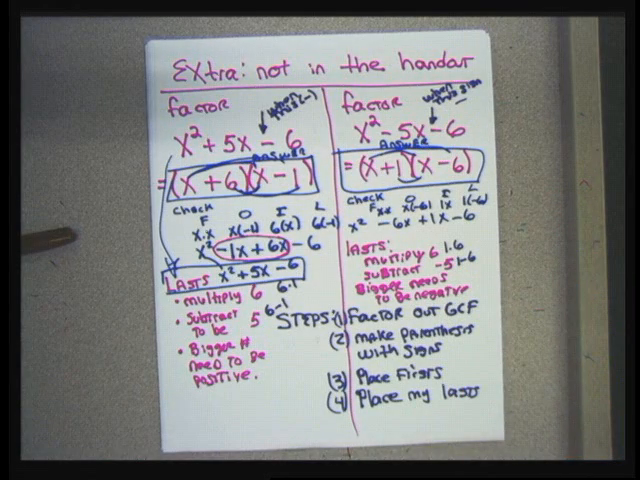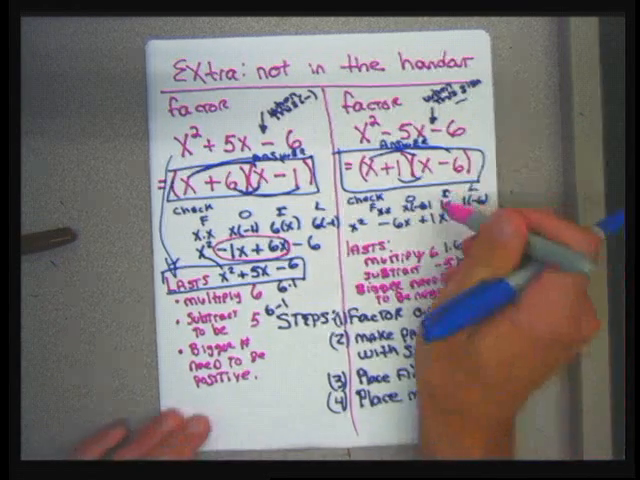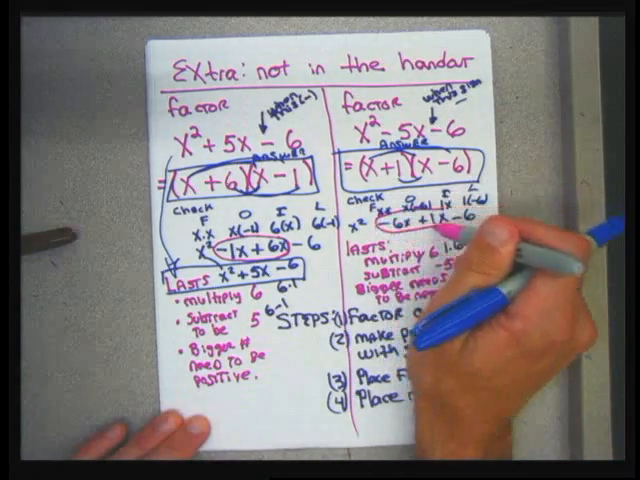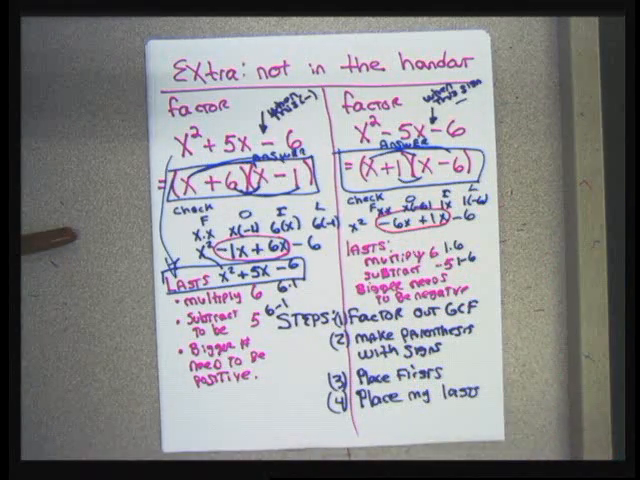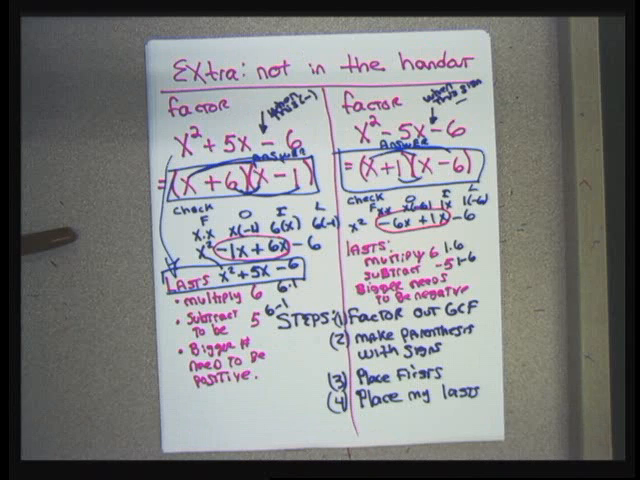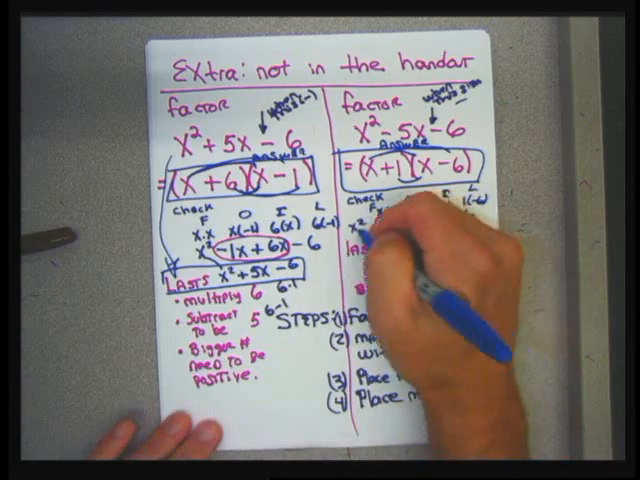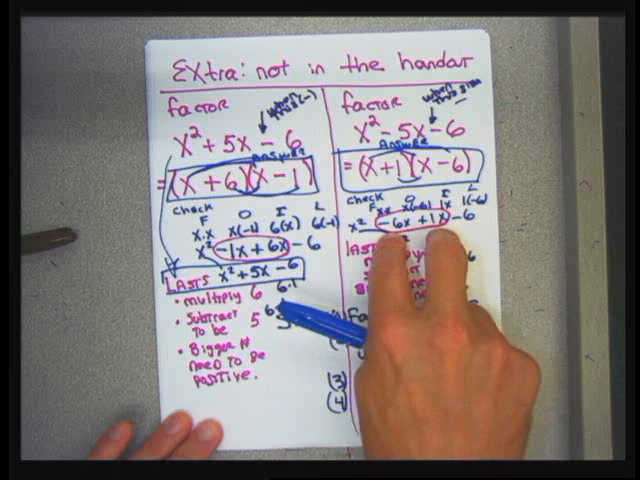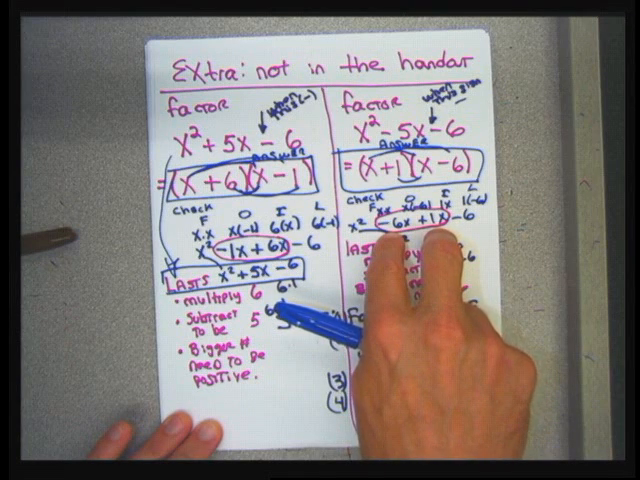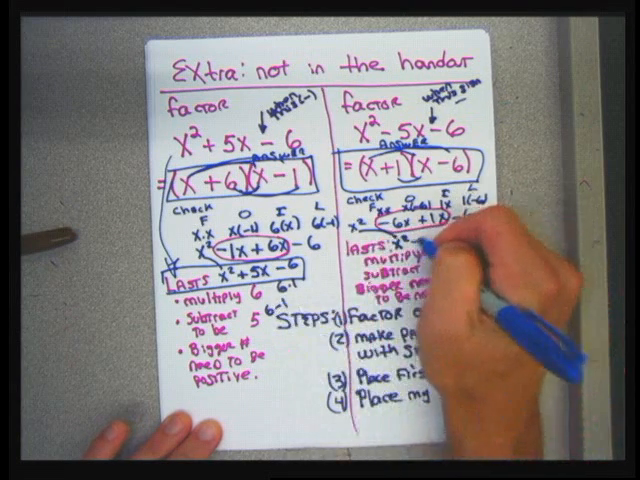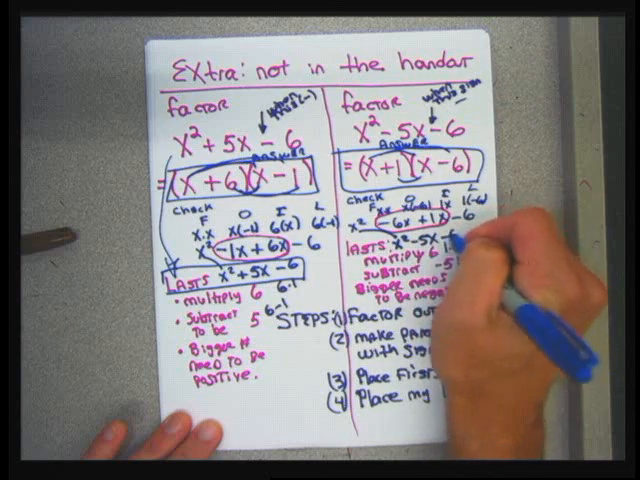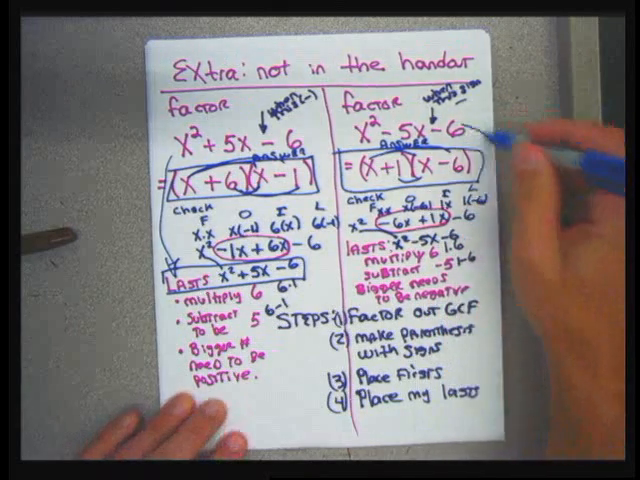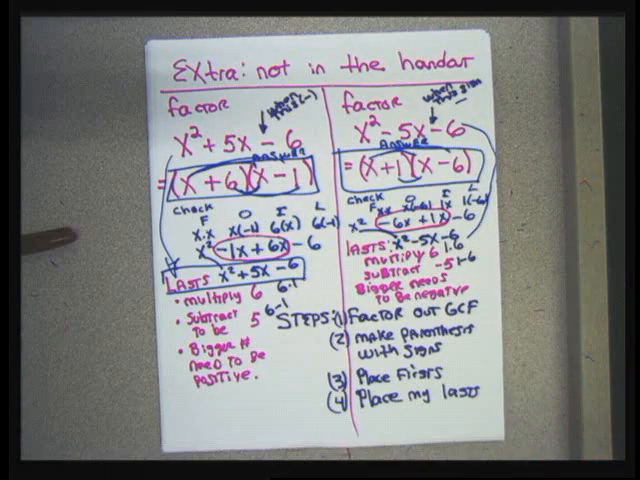And just like the last, when you're foiling, the outers and the inners can be combined. And when I combine the outers and the inners, I'm subtracting, because the outers and the inners have different signs. And when you have terms with different signs that you're combining, you're going to subtract. In this case, I'm going to bring down the x squared. The 6 and the 1 have opposite signs. I subtract. I take the sign of the larger, which is the negative, and I get a negative 5x. And I bring down the minus 6. Because that's exactly the original problem, I factored properly.